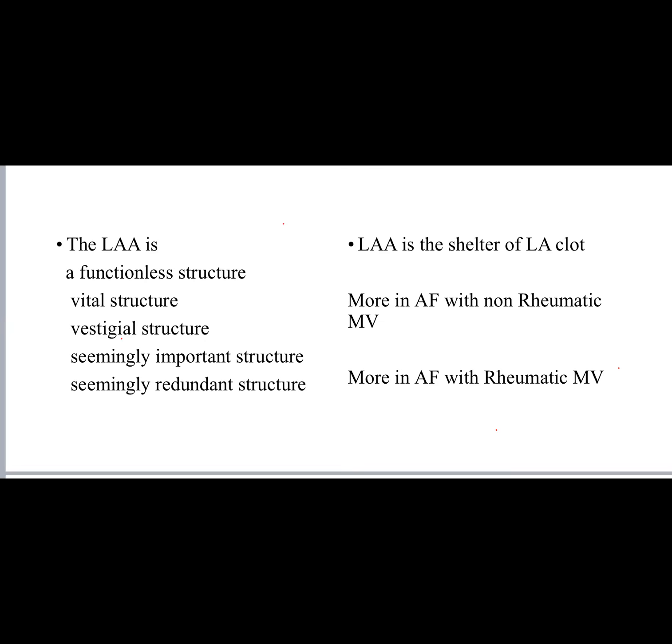Rheumatic valve, in other words: if you have AF and an LA appendage clot, this clot forms in non-valvular atrial fibrillation. I mean, sorry, not the LA appendage, left atrial thrombi. In atrial fibrillation which is non-valvular, it forms in the LA appendage by how much percentage? And compare that to the thrombi that form in the LA appendage in the context of mitral stenosis? I think it's more common in non-rheumatic.